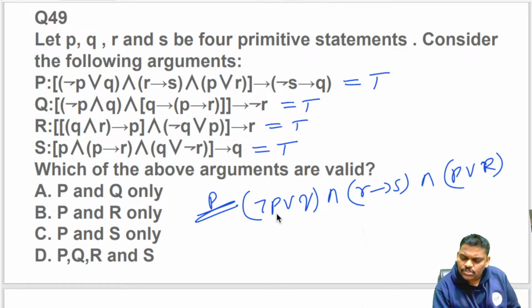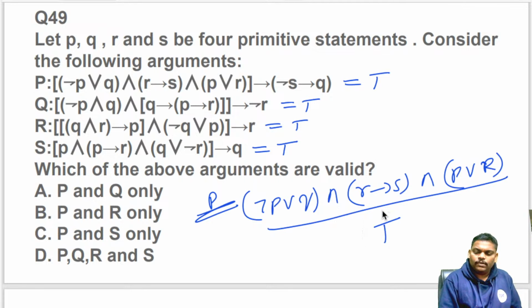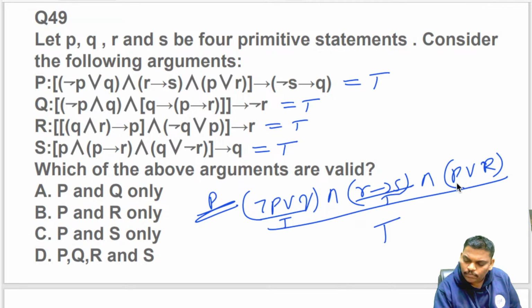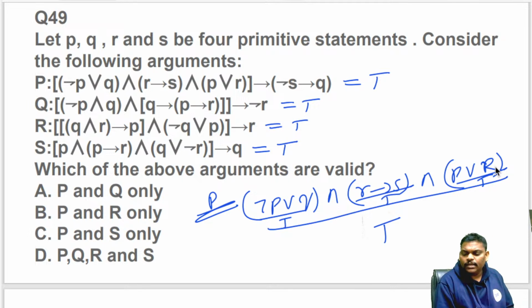So let's assume it is true. It is true means all should be true. You can take any combination; there is no objection here. Let's take any combination. I am going for negation P or Q. If you want, you can try something else also.